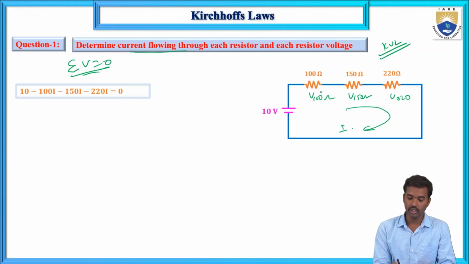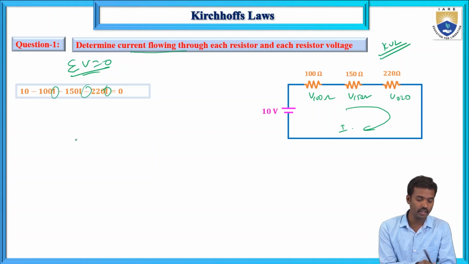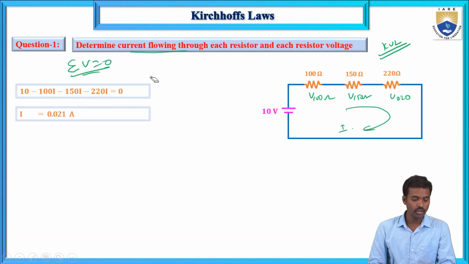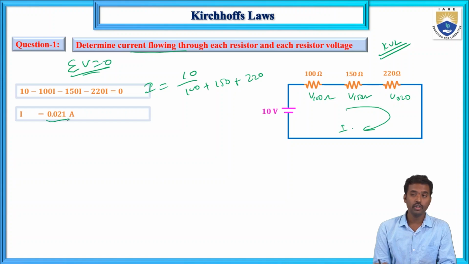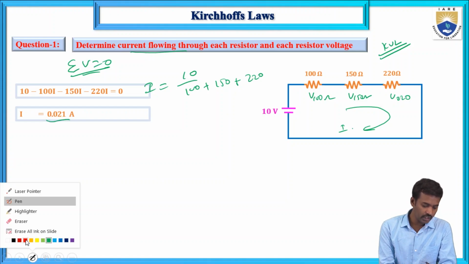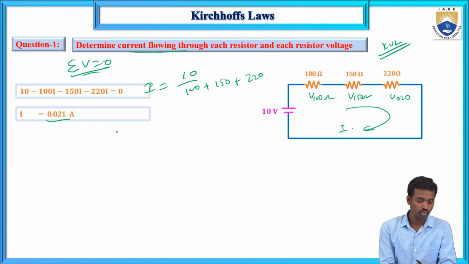So the 100 ohm resistor current, the 150 ohm resistor current and the 220 ohm resistor current are the same. In a series circuit, the same current flows through each element. So the same current is I, and all currents must be the same. Now this current equals 10 by 100 plus 150 plus 220. So this current equals 0.021, that means 21 milliamperes.